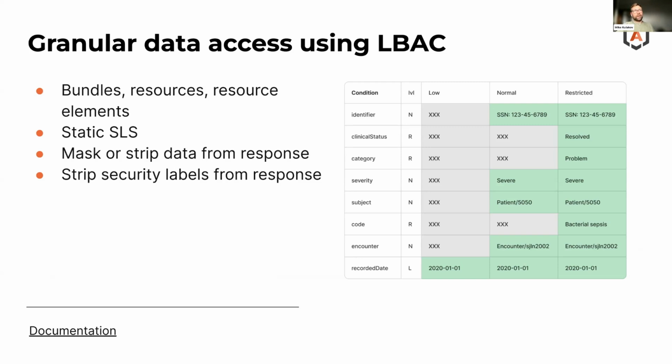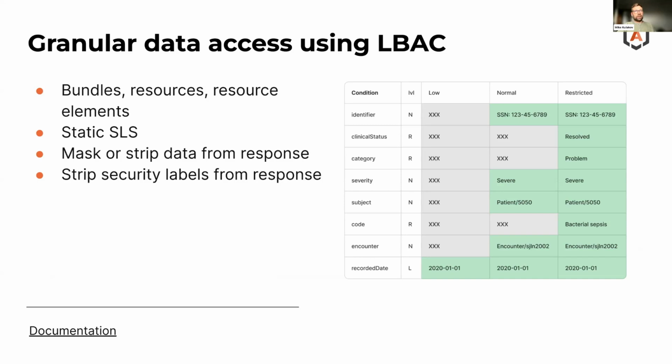As you see on the table, there is a condition resource. Each element of this condition resource has an assigned label. And there are 3 users who have low, normal, and restricted access to restricted information. So if a user has access only to almost public information, he will see only a recorded date of a condition. If a user has access to restricted information, he or she will see all the elements in the resource.